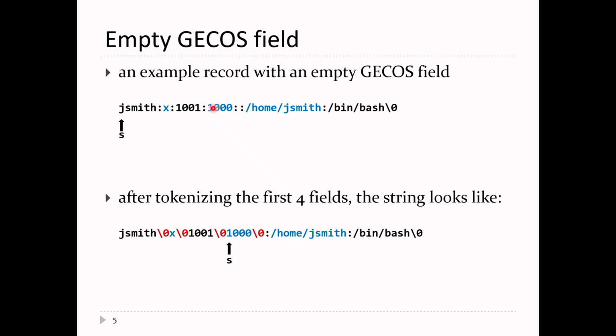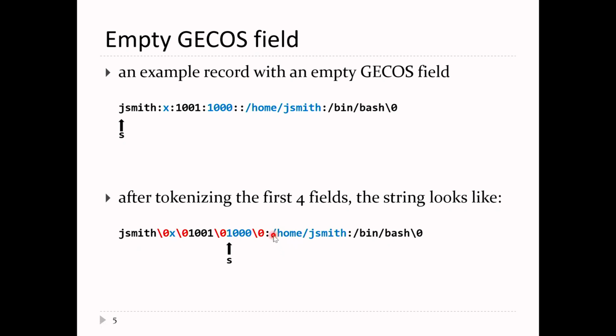When we read in the 1000, it replaces the next colon with the \0. When it tries to read in the next token, the way it works is it starts at the end of the string, so it starts here at the colon, and it looks for the next non-delimiter character. So it stops at the slash, but it's missed the fact that there's a blank field here.